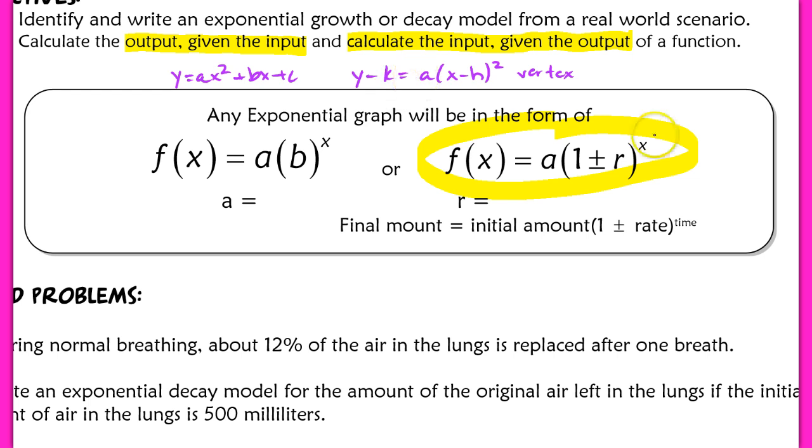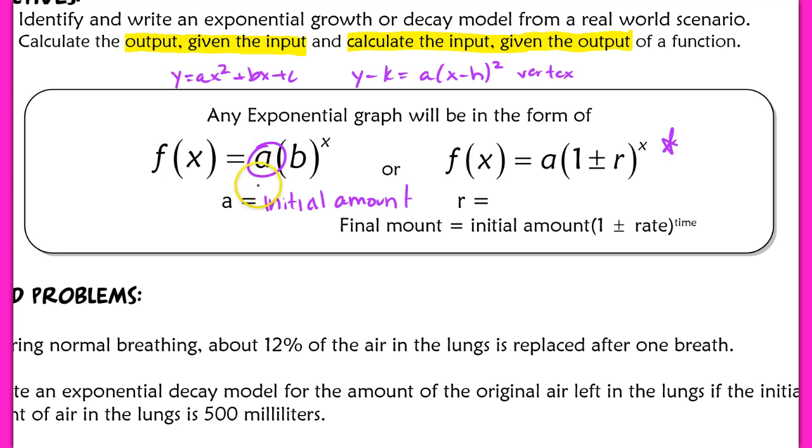Now, when we deal with model problems, a lot of times we're going to be using this form, a times 1 plus or minus r to the x. So let's talk about what the a value here is and what the r value here is. The a is your initial amount, just like the a value is here. Now this is really like the y-intercept, which is why it's called the initial amount, right? When your function, you're graphing a times b to the x, you're always starting at that a value. This is always 0 comma a, okay?